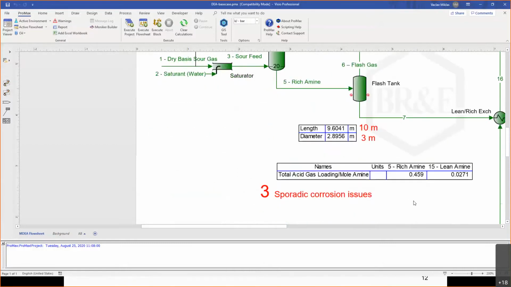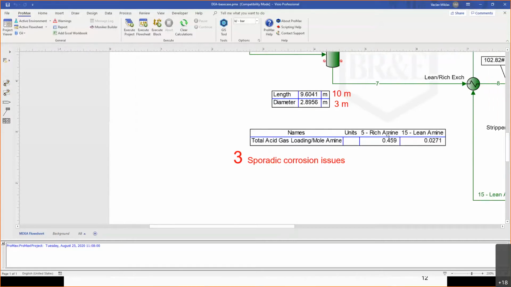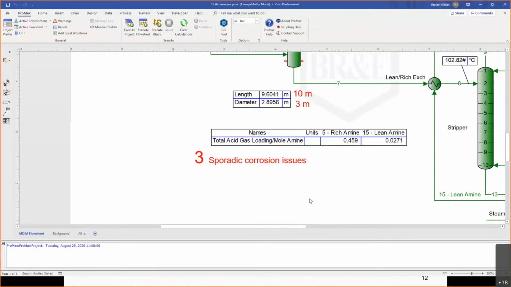The third problem we have here is that they have, say, sporadic corrosion issues. It's not very bad, but they have seen more frequent plugging of the lean-rich heat exchanger and their filters on the rich side. They suspect that the reason might be that their rich loading is quite high for DEA. Right now it is not a disaster, but if they could, they would like to fix this.